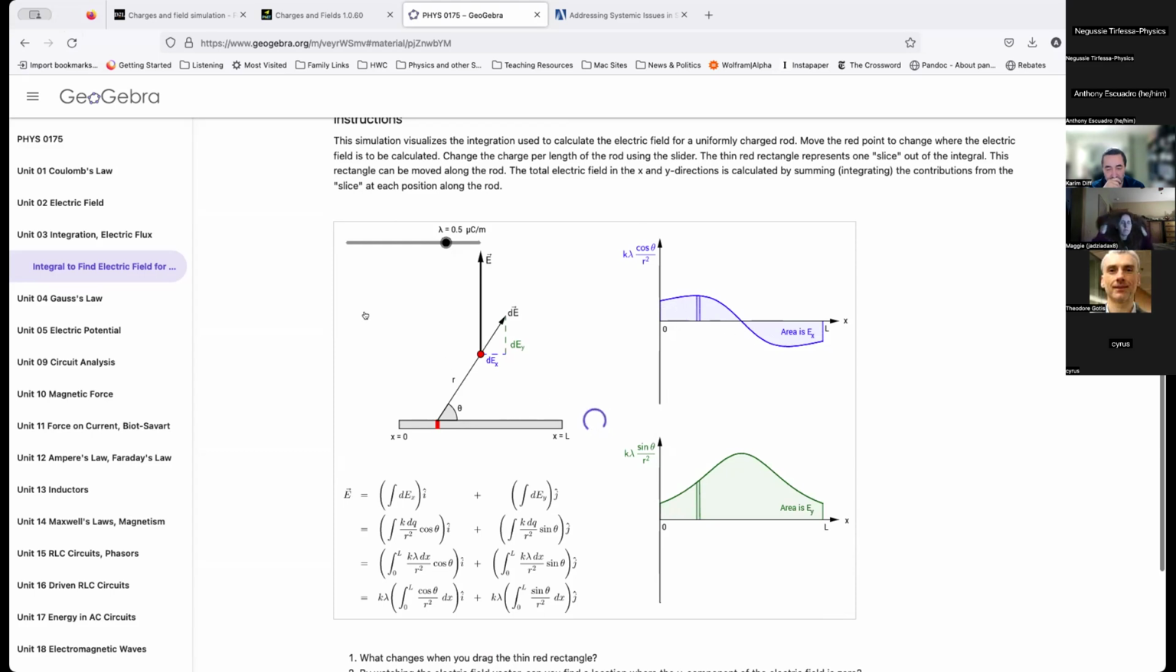And again, if this were working properly, I could drag this around and see how the integration changes. I could take this point where we're calculating the field and drag it around. I'll try reloading one more time, but I guess it's not working. Then you'd see the graph change, and I could take this little slider and change the charge density, and you'd see the graph change as well.